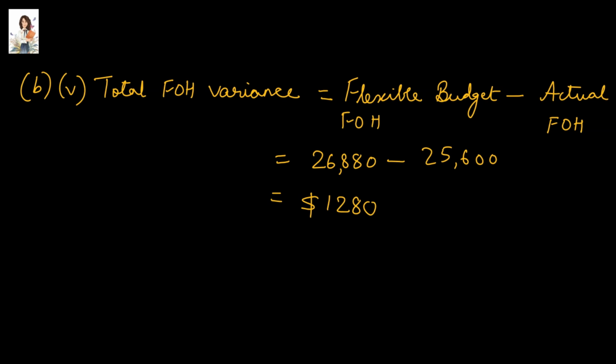Now let's see whether this variance is adverse or favorable. As per the flexible budget, the fixed overhead cost was to be $26,880, whereas actually it was $25,600. So the actual cost was less than the estimated cost, and therefore this variance is a favorable variance because this is a good thing for the company.